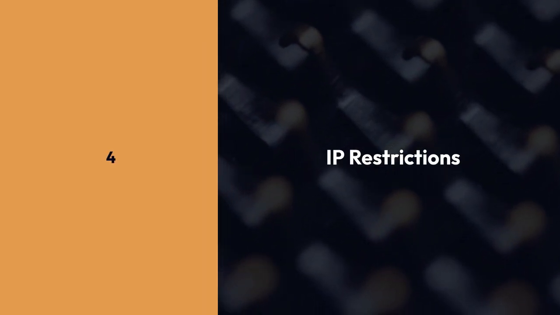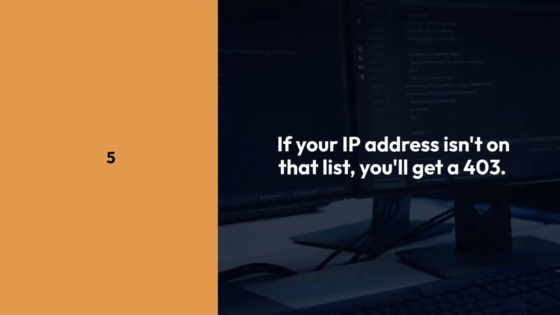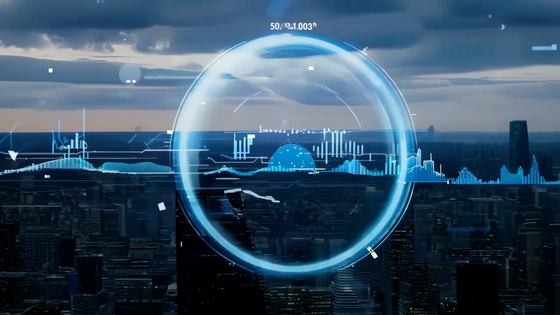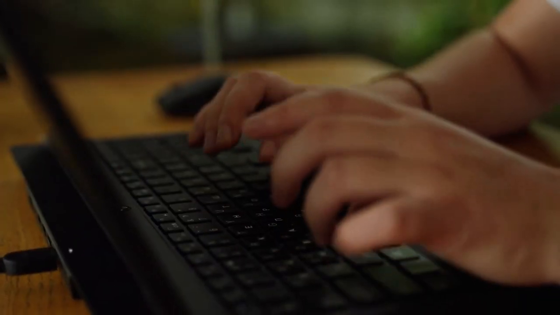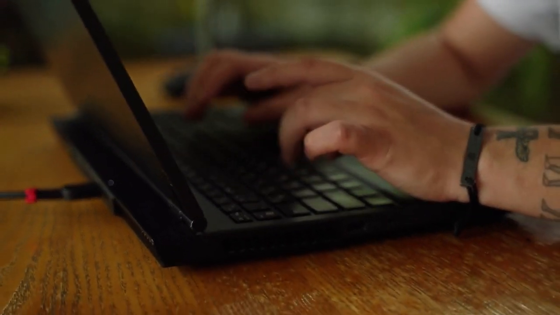Third, IP restrictions can cause this. Some servers only allow requests from specific IP addresses. If your IP address isn't on that list, you'll get a 403. Fourth, user agent blocking is another possibility. Your Java HTTP client might send a generic user agent header. Some websites or APIs block requests that don't look like they come from a standard web browser.